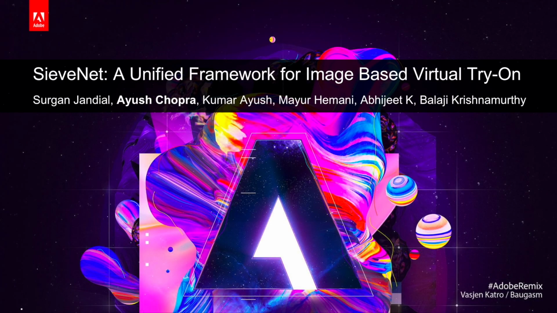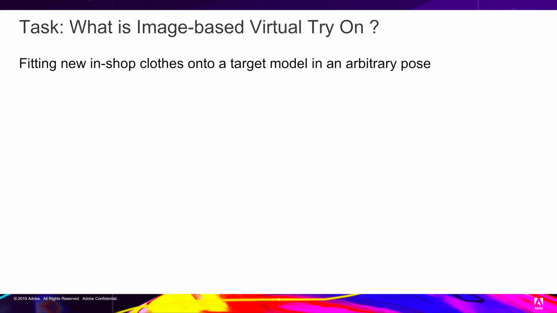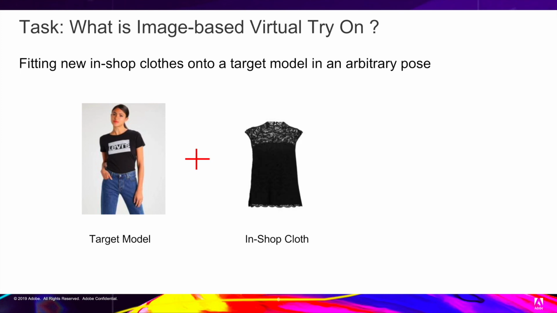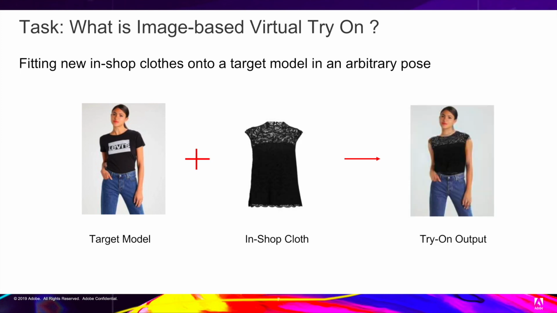Hi, I am Ayush from Adobe. I'll be talking about our work on image-based virtual try-on. So the task of image-based virtual try-on involves taking as input the image of a target model and a new in-shop cloth, and swapping in the cloth on the model to generate the try-on output.